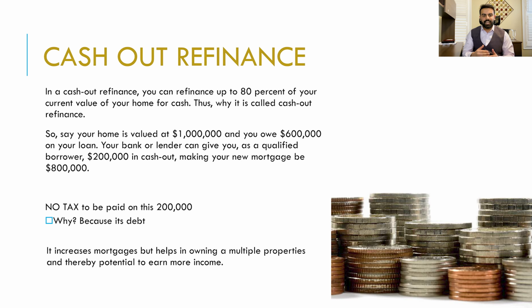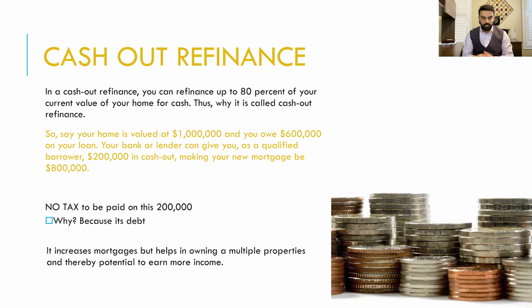Now let's look at number 3. Number 3 is cash out refinance. Everyone knows what a refinance is. So let's assume you have a $1 million home and you owe $600,000 in debt. That means your equity on that is basically $400,000. On that, you can refinance and get 80% loan to value.